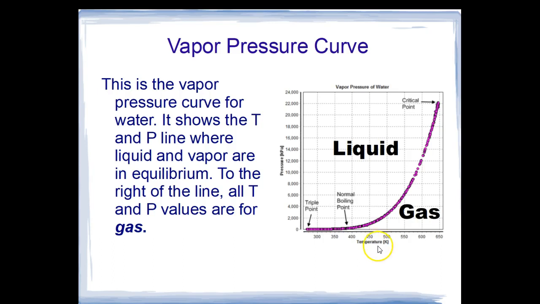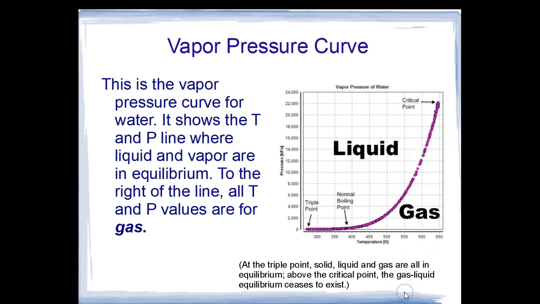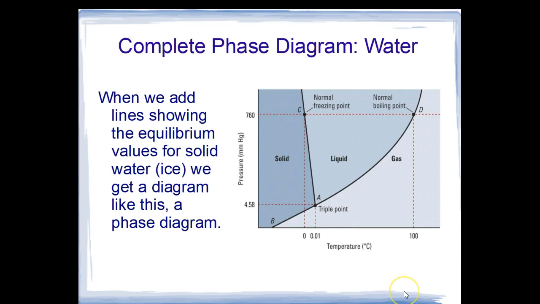To the left of these lines, all temperature and pressure values are valid for liquids, and to the right of the line, they are valid for gases. So if you see a diagram like this and you're given a point either here or here, you're not looking at equilibrium, you're looking at either here, it's a liquid point, here it's a gas point. And at the triple point, solid, liquid, and gas are all in equilibrium. We see here a complete phase diagram for water that includes the triple point. We get a diagram like this.